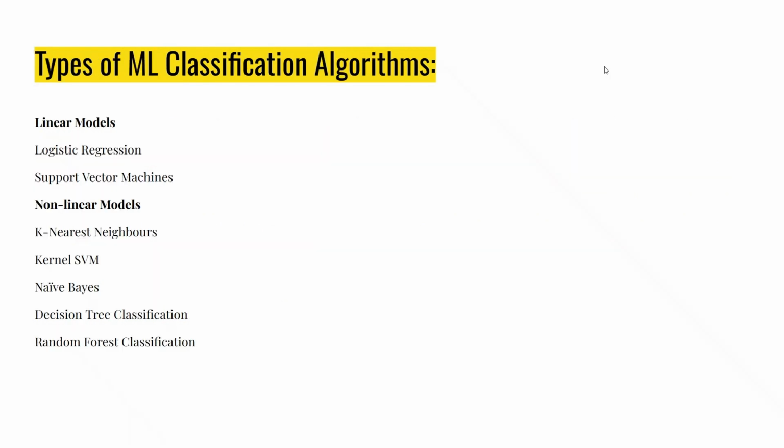Types of machine learning classification algorithms. There are two types: linear models and non-linear models. In linear models, we have logistic regression and support vector machines. In the non-linear models, we have k-nearest neighbor, support vector machines, naive Bayes, decision tree, and random forest classification. These we will learn in the upcoming sessions.